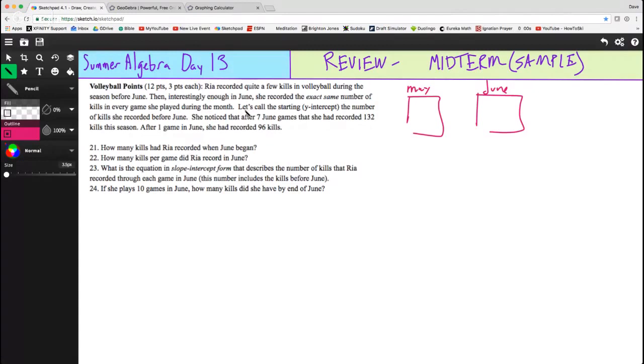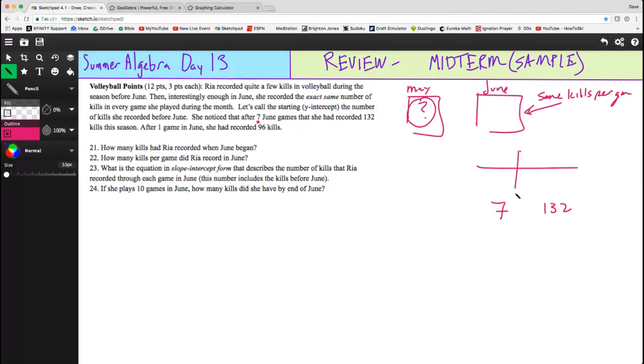So she has the same kills per game in June. But she started off with some number here in May. So let's call that starting number the y-intercept. That's before June. But in June, after seven June games, she had recorded 132. So after seven, she had 132.